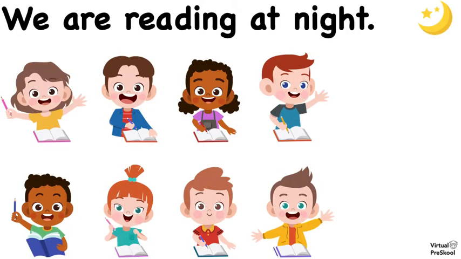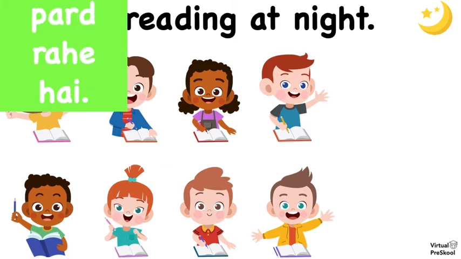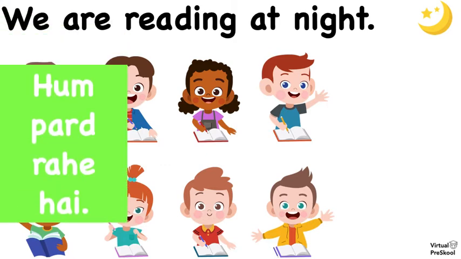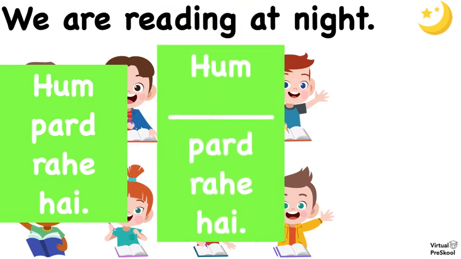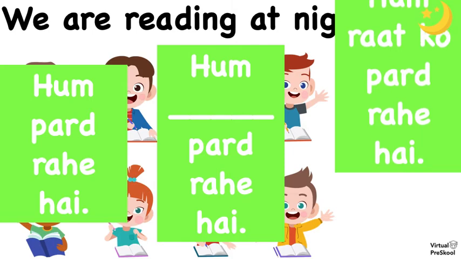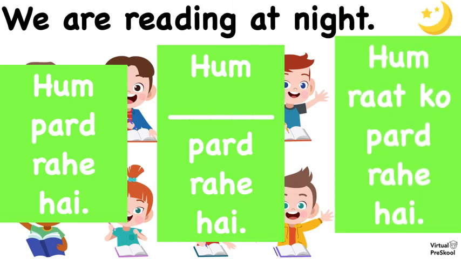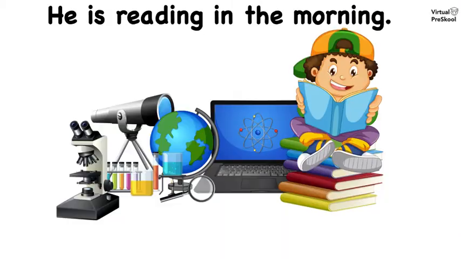We are reading at night. So we are reading, let's conjugate first. What would we are reading be? हम पढ़ रहे हैं. And at night is रात को. So we add that to the blank line and it becomes हम रात को पढ़ रहे हैं.